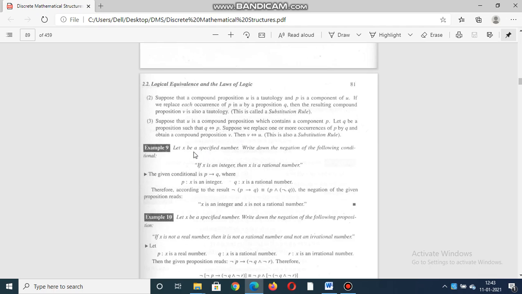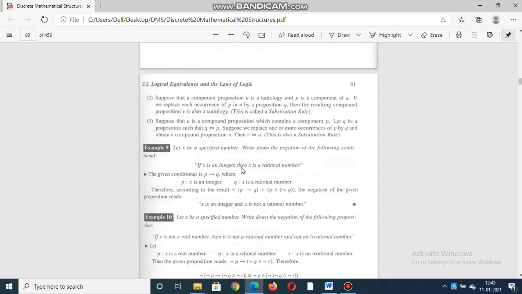Let X be a specified number. Write down the negation of the following condition given: if X is an integer, then X is a rational number. First observe this is the statement given. What you are going to do is write down the negation of the following conditional. You should write the negation for this one.